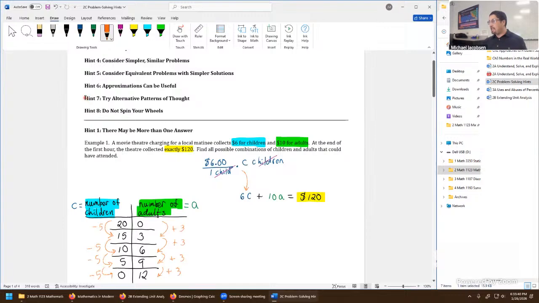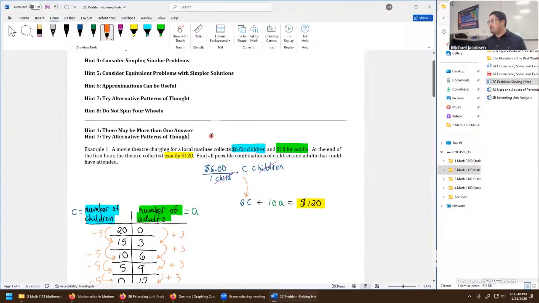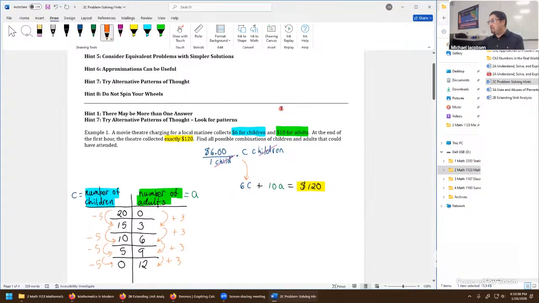Okay, I would say this kind of fits in with hint 7. Try alternative patterns of thought, depending on your interpretation of what that might mean. I would consider that to be, in this context, look for patterns. We're all pretty great at pattern recognition. Sometimes that's what it means to be human. So leverage that against a problem. You can be surprised at how quick some of these questions could go. Other questions take a little bit more, so we'll revisit these hints as we go.